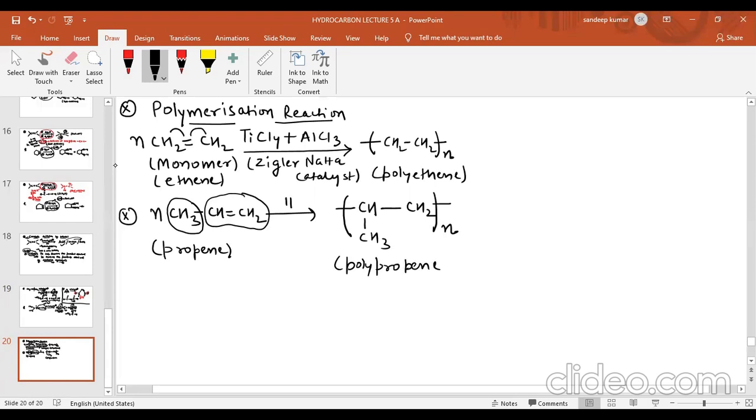Now see another polymerization reaction. If n moles of compound is given like CH2 double bond CH and Cl, this is basically vinyl group, and on vinyl group there is chlorine. So we will call vinyl chloride. So this is monomer, and the reagent is same.